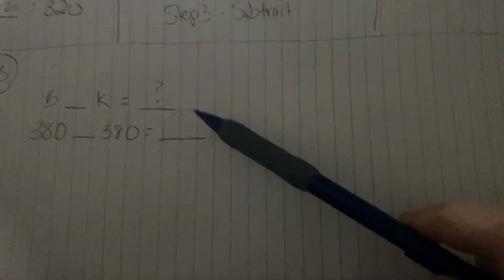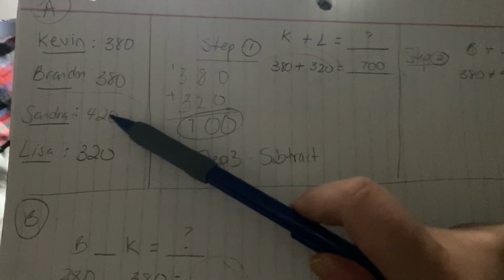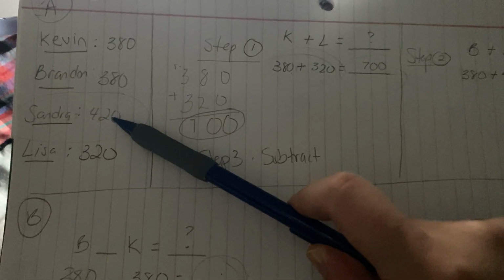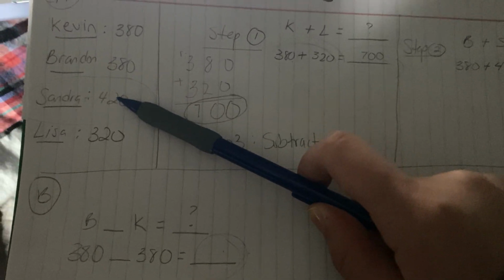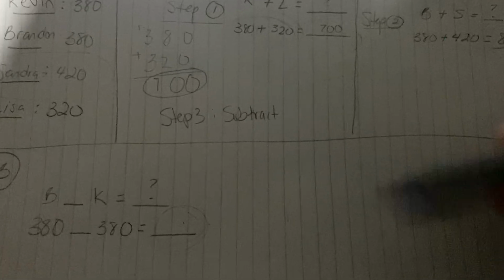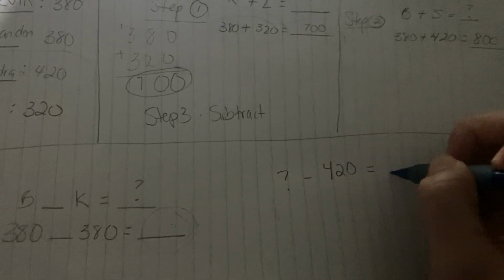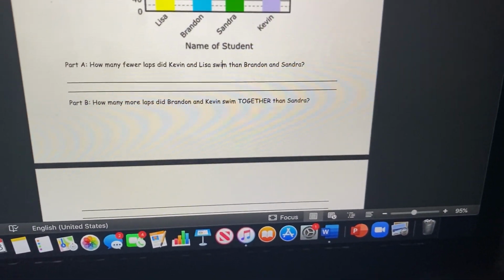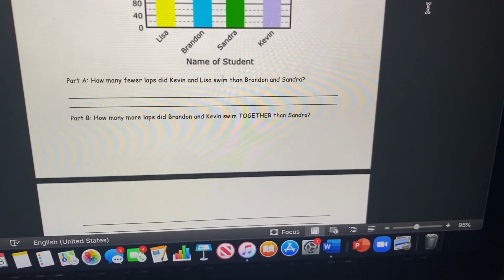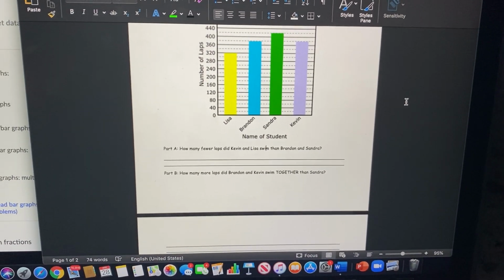Okay? Once you find your answer, boys and girls, you have to subtract your answer from Sandra's number of laps. So whatever you get here, you have to subtract from 420. Okay? When you get your answer from the number that you subtracted from Sandra's number of laps, that will be your answer. And then there you will word it, Brandon and Kevin swam blank many more laps than Sandra. And that's it. That's pretty much what you're doing for this.